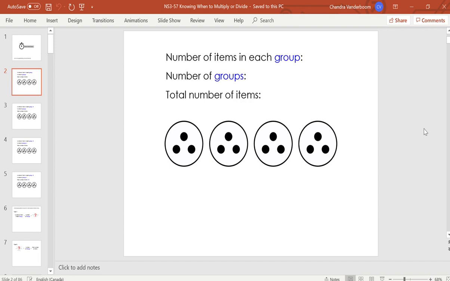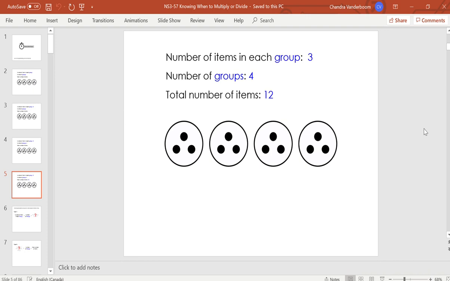Just some review. Remember, we have three different things that we're looking for, three different pieces of information. What our item is and how many of them we have, how many groups or sets we have, and how many items we have in each group or each set. So for this picture, for example, we have 3 items in each group. We have 4 groups, and that means our total number of items altogether is 12. So that picture here gives us all the information that we need.